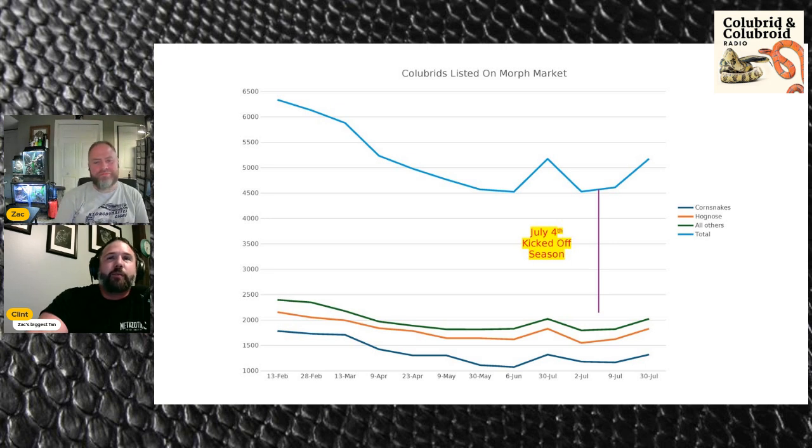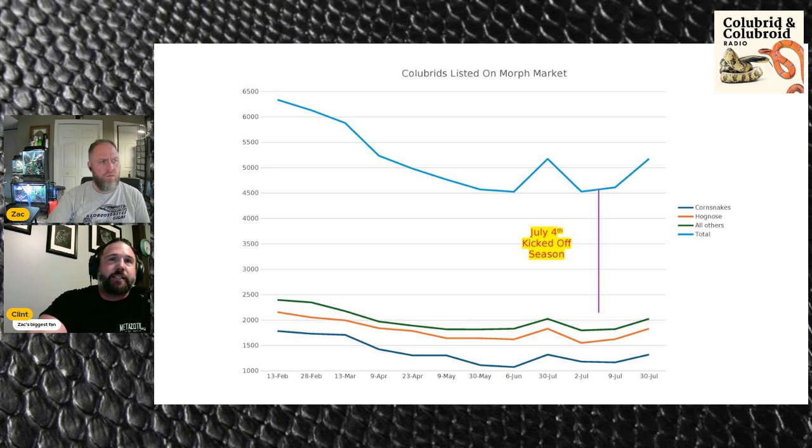As we come over here, same thing, July 4th. It's actually going to be moved over a little bit from that arrow. It shows everything starting to kick off. You can see all the others. You can see hognose, you can see corn snakes all kind of start to lift off right around July 4th, July 9th, roughly. So good stuff.